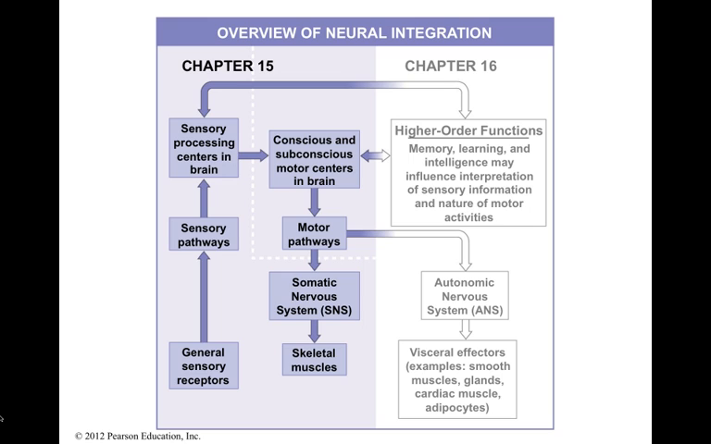Chapter 15 deals with the somatic nervous system. In the somatic nervous system, motor commands are sent to skeletal muscles. In Chapter 16, we will talk about the autonomic nervous system. The autonomic nervous system sends commands to visceral effectors such as smooth muscles, glands, cardiac muscle, and adipocytes.